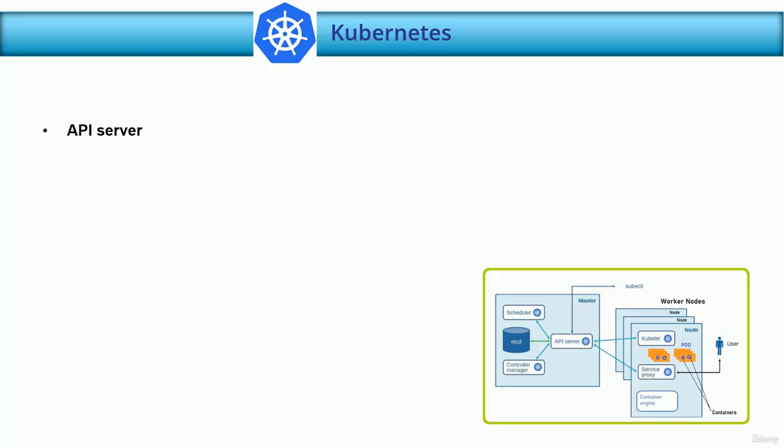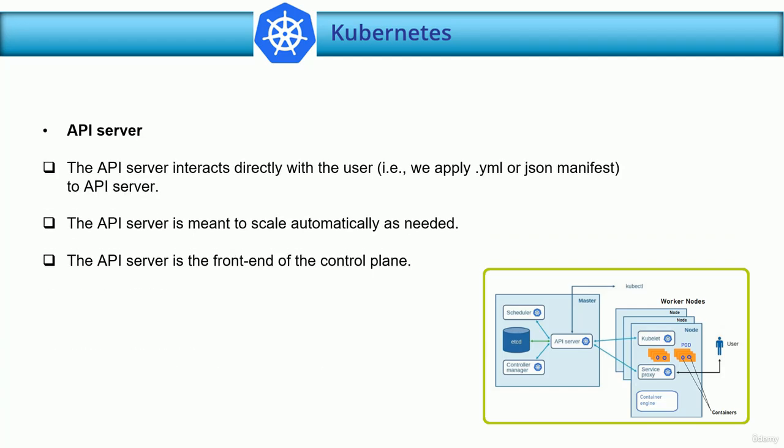API server. Here you can see in this figure as well, the API server interacts directly with the user. If they want to interact with your Kubernetes cluster, the only way is the API server. Or if one component of your cluster wants to interact with another component, the only way is the API server. That is, we apply a .yml or JSON manifest to the API server.